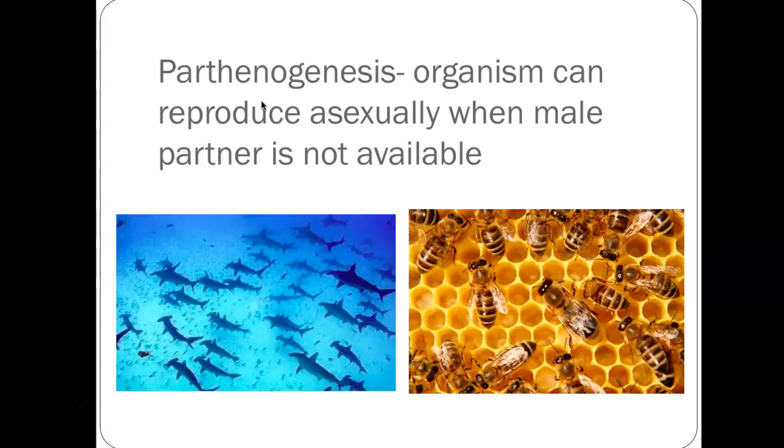It can happen. It's not ideal, but in captivity, the zookeepers or aquarium keepers have seen female sharks on occasion, not every time, reproduce asexually. So what is the biological sex of their offspring? If sharks reproduce asexually, the biological sex of their offspring will be female. Now it's interesting with bees, it's different.